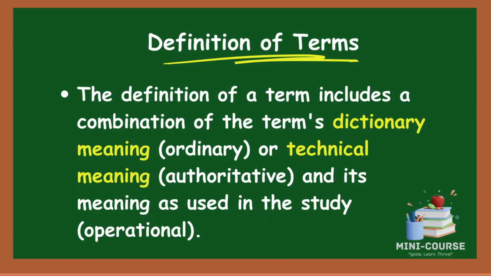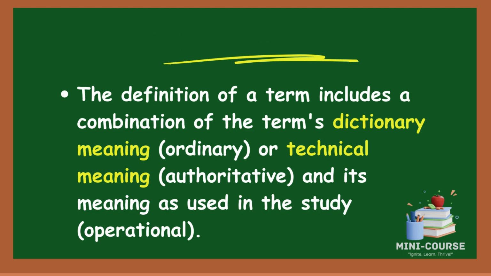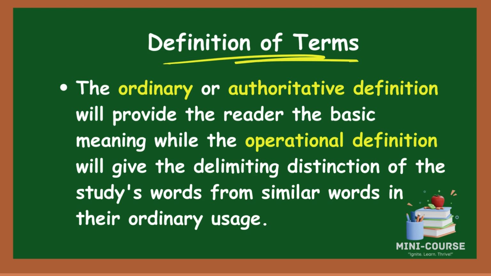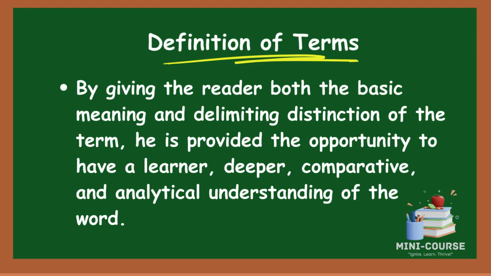Next, definition of terms. The definition of a term includes a combination of the term's dictionary meaning, ordinary, or technical meaning, authoritative, and its meaning as used in the study, operational. The ordinary or authoritative definition will provide the reader the basic meaning, while the operational definition will give the delimiting distinction of the study's words from similar words in their ordinary usage. By giving the reader both the basic meaning and delimiting distinction of the term, he is provided the opportunity to have a keener, deeper, comparative, and analytical understanding of the word.